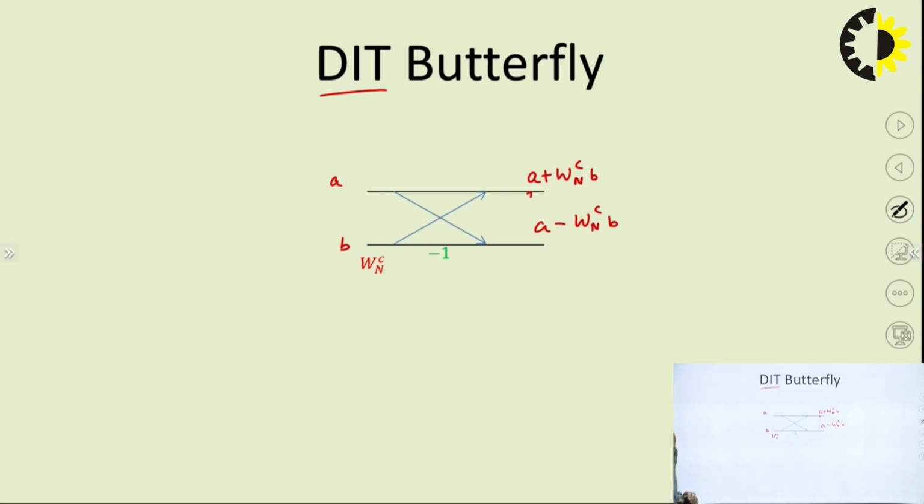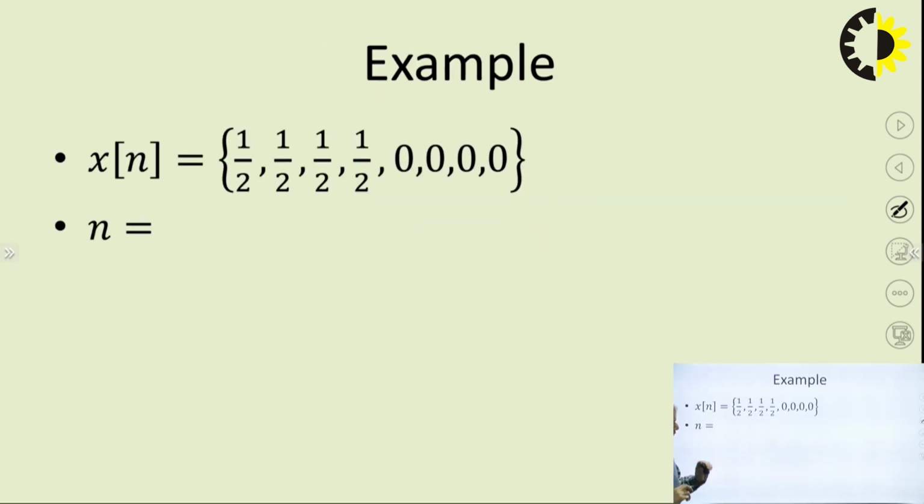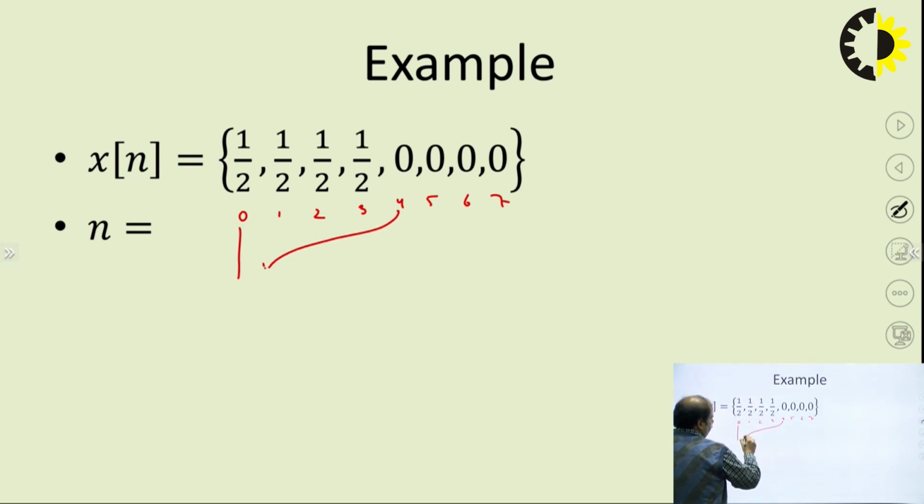The butterfly for the other case is different. Suppose, just for example, to show how the bit reversal is done, we have an x of n which is 1 by 2, 1 by 2, 1 by 2, 1 by 2, 0, 0, 0, 0. So what are the values of n? This is 0, 1, 2, 3, 4, 5, 6 and 7. So what we do is we take 1, we take 4, we take 2, we take 6. Which means it will be 1 by 2, 0, because 4 is 0, 2 is 1 by 2 and 6 is 0. So it is 1 by 2, 0, 1 by 2, 0.